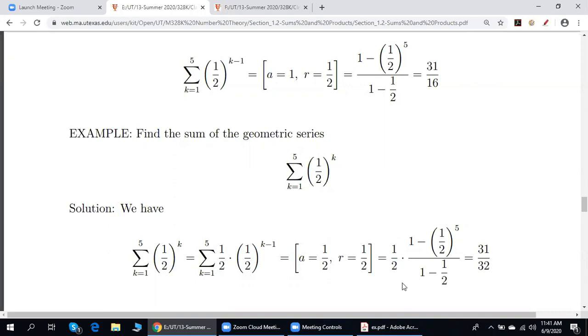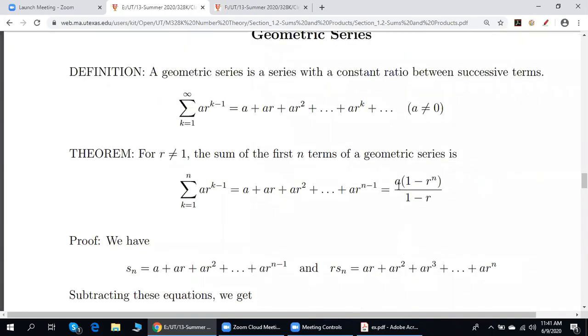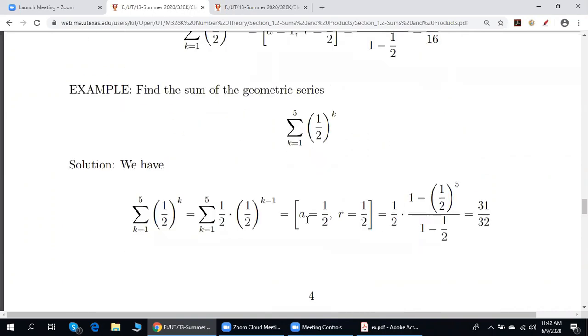So we apply the formula. Now note that we multiply the whole construction by 1/2, because in this formula we have a. a is equal to 1/2 in this example, so we multiply the whole fraction by 1/2. The answer is 31/32. Guys, any questions here?